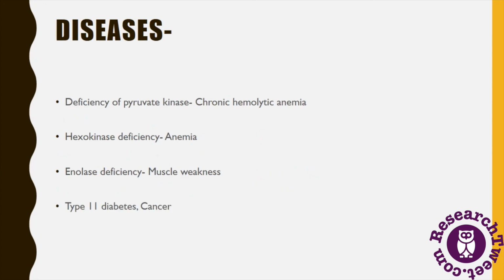Now, let's discuss the diseases caused by malfunctioning of glycolysis or the lack of enzymes responsible for the completion of the process of glycolysis. There are some diseases like deficiency of pyruvate kinase, which causes chronic hemolytic anemia, which affects the red blood cells of humans. Another is hexokinase deficiency, which causes anemia, and enolase deficiency, which causes muscle weakness.